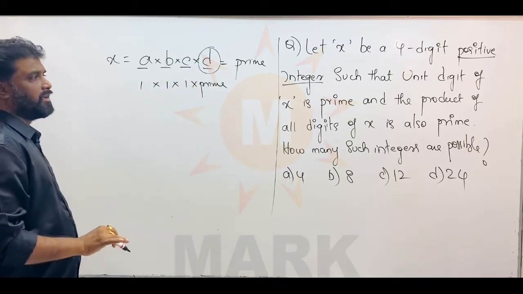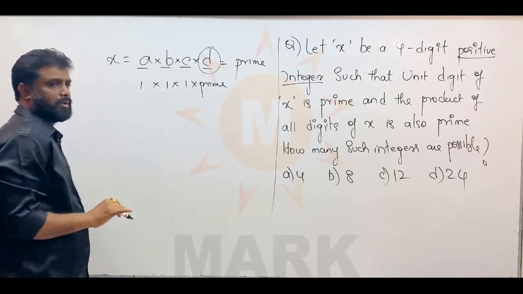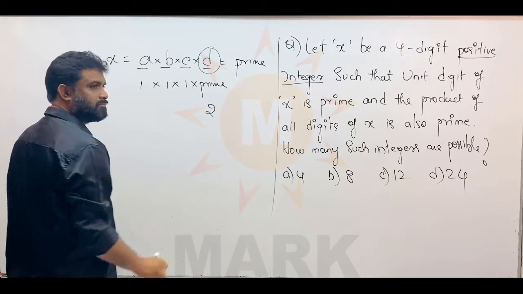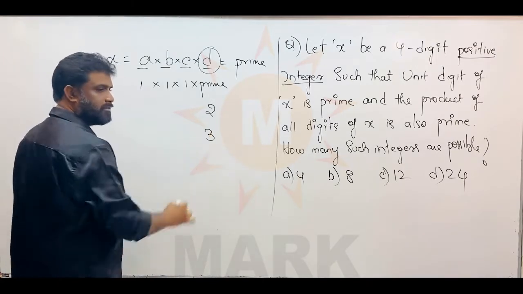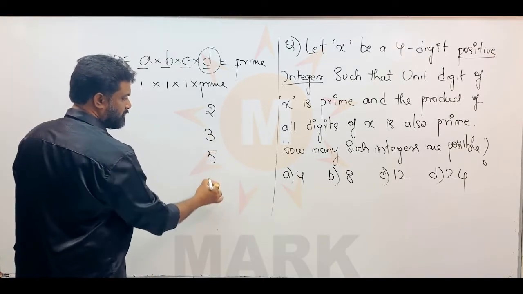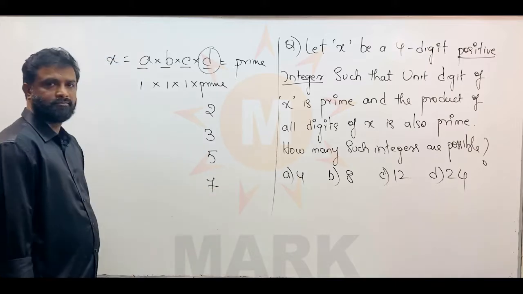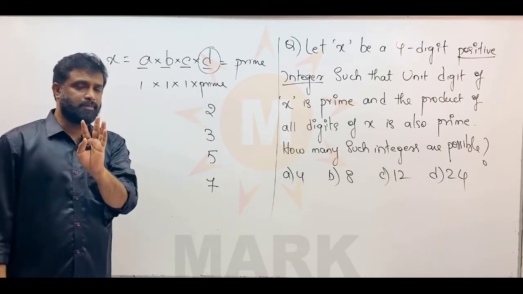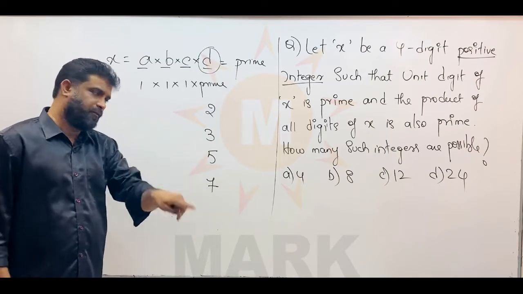And now you tell me d is a single digit number. How many single digit prime numbers are there? 2 can be there, 3 can be there, 5 can be there, and 7 can be there. That's all, because d is a single digit number. So there are only 4 single digit prime numbers. What are they? 2, 3, 5, 7.